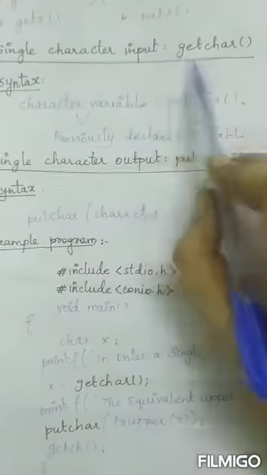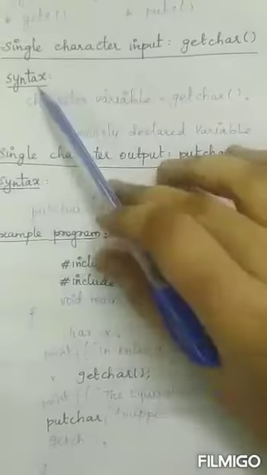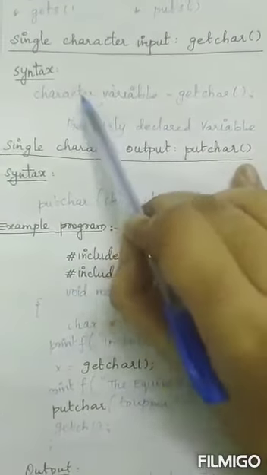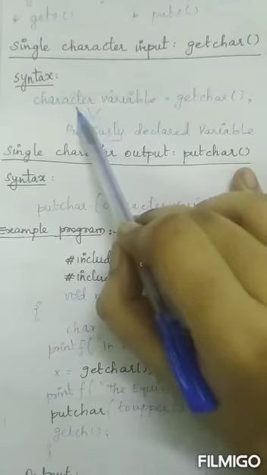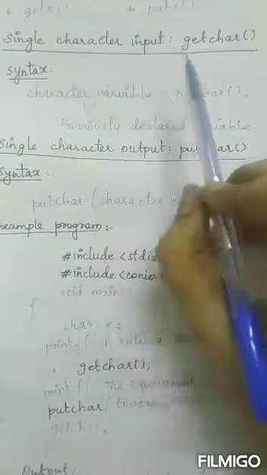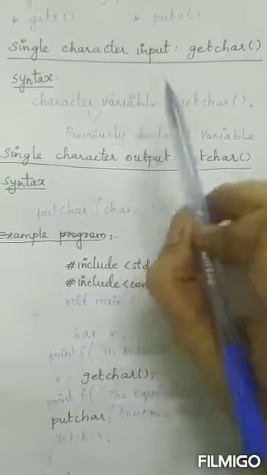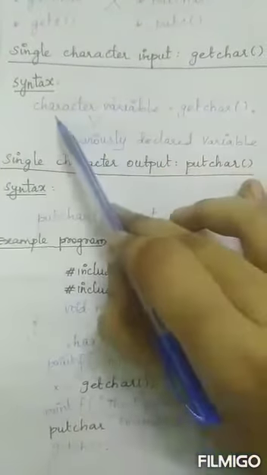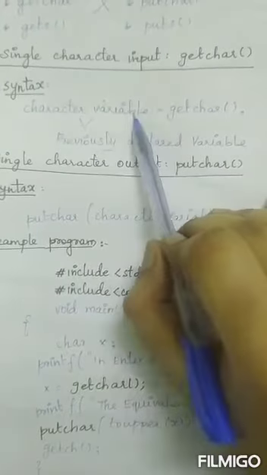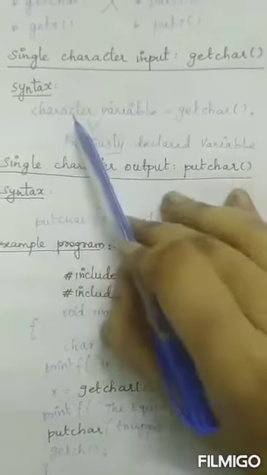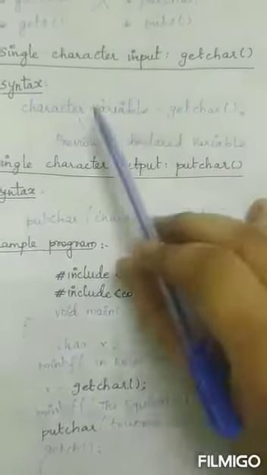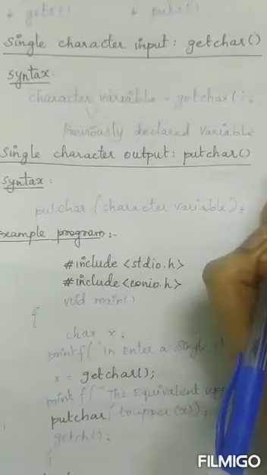Single character input, getchar. The getchar syntax is: character variable. Why I am mentioning character is, it is called the data type. We have learned many data types in our earlier school stages: int data type, character data type, float data type, likewise. So here we are using the data type called character, and for that data type I am declaring a variable. So that is what is mentioned in the syntax: character variable is equal to getchar semicolon. It is called the previously declared variable.